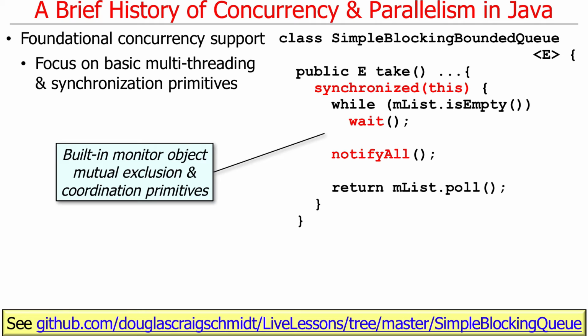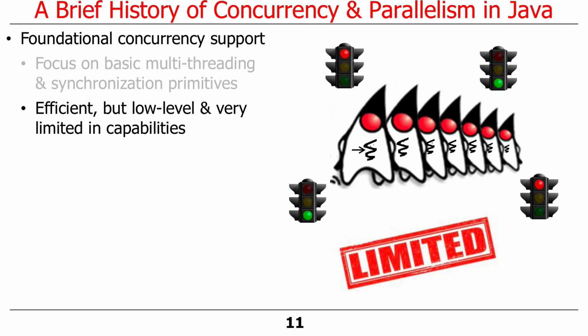So while we're waiting, another thread could come along and put something in the queue, in which case it would wake up this thread, which would then reacquire the lock, loop back around, and check to see if the list was empty. If it wasn't, we would come through here, notify anybody who might be waiting for the queue to be not full, and then we go ahead and retrieve the item off the list and return it. So these mechanisms, synchronized blocks or synchronized statements, are mutual exclusion mechanisms, and wait and notify all are examples of coordination primitives. So those were some of the things that were available in the early versions of Java.